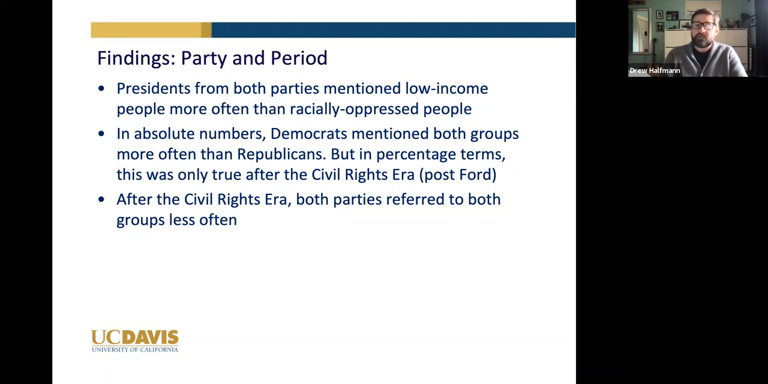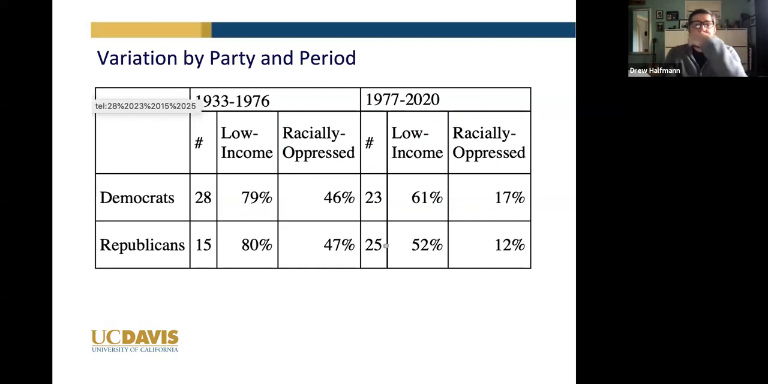But in percentage terms, this was only true after the civil rights era, in other words, after Ford. And after the civil rights era, both parties referred to both groups less often. And I'll show you a table on this. So you see in the first period, it's from Roosevelt to Ford. Democrats gave 28 speeches, Republicans 15. Let's say messages, not speeches. Democrats 28 messages, Republicans 15.